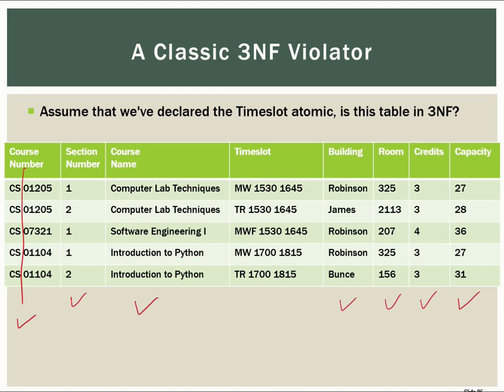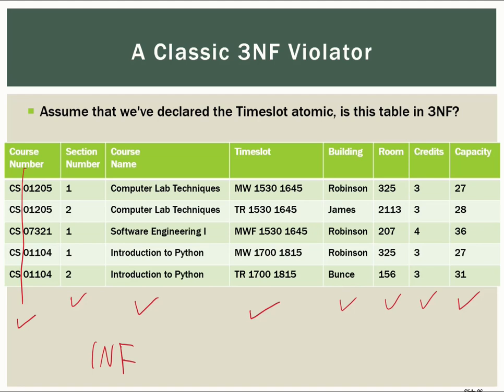So if I give them all a check mark for being atomic, I have to see if any of the columns repeat. Are there any repeating information? Are there any commas? And there are not. So yay, we're going to say that we are in first normal form. Are we in second normal form?